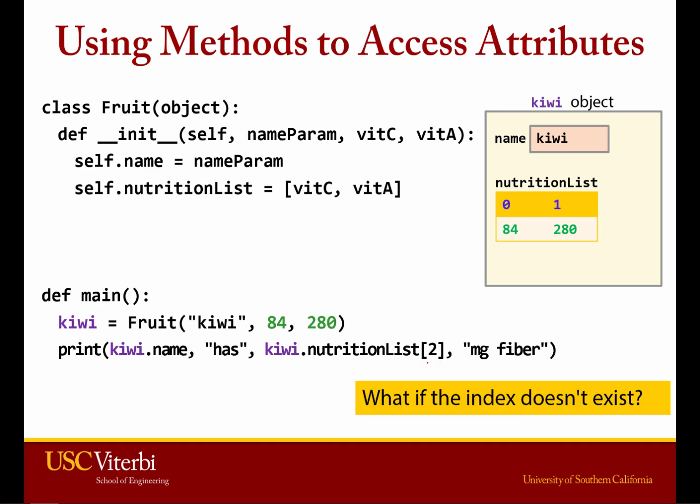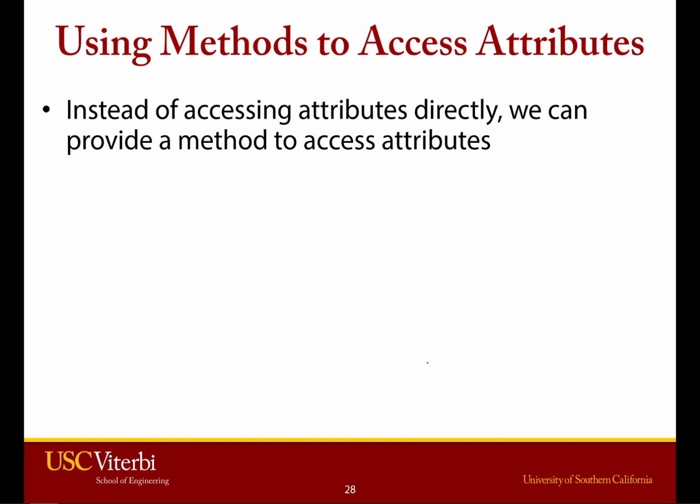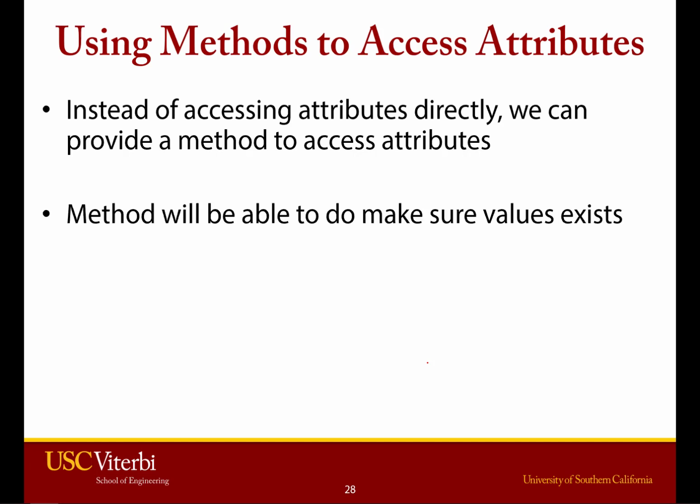But what if the index doesn't exist? What if I want to get fiber, and this class doesn't have fiber? Well, then it's going to crash. So is there a better, more sophisticated, robust way we could retrieve data from classes? You can imagine the class could get very complicated, with a list inside of a dictionary, inside of a list, and lots of data to access. So again, instead of accessing the data directly, we're going to use a method, just like we did with the setter. By using a method, we can make sure the value exists so it won't crash.